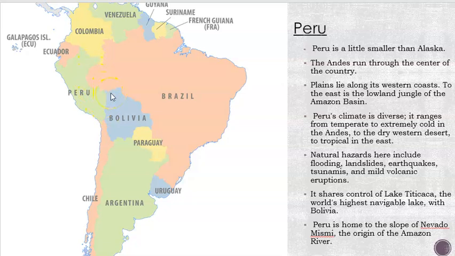Peru's climate is just as diverse. It ranges from temperate to extremely cold in the Andes, and then there's the dry western part and the tropical climate in the east. Natural hazards here include flooding, landslides, earthquakes, tsunamis, and mild volcanic eruptions.